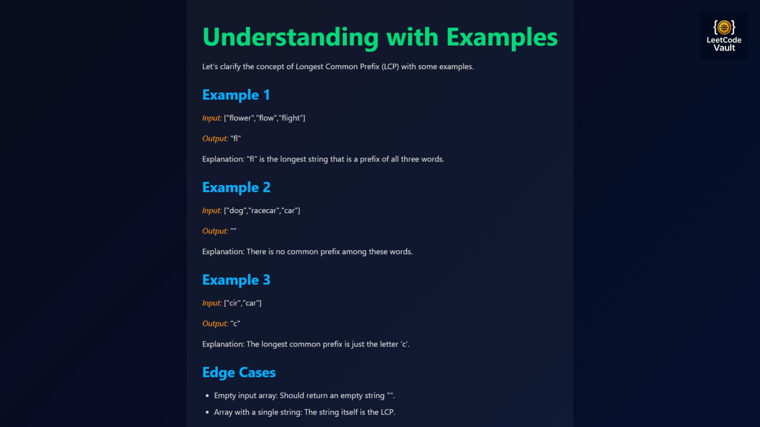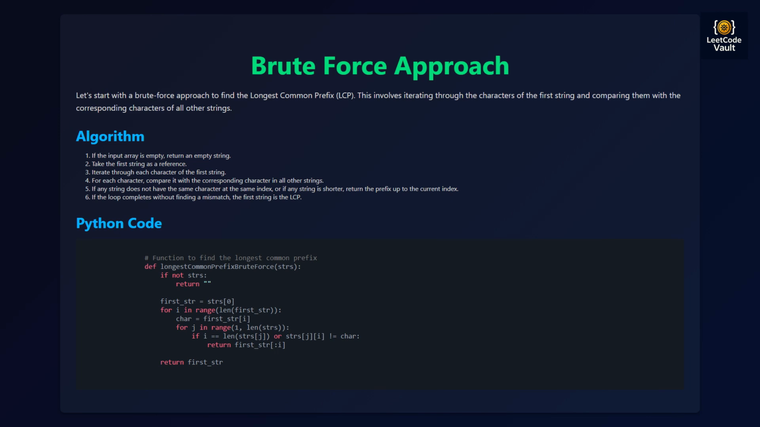See how the length of the common prefix can vary drastically depending on the input strings? Understanding this variability is crucial for designing an efficient algorithm. We also need to handle edge cases, like an empty input array, or an array with only one string. In those situations, what would be the longest common prefix? Exactly. For an empty array, there is no prefix, and for an array with one string, the string itself is the longest common prefix. These edge cases are important to consider when implementing our solution.